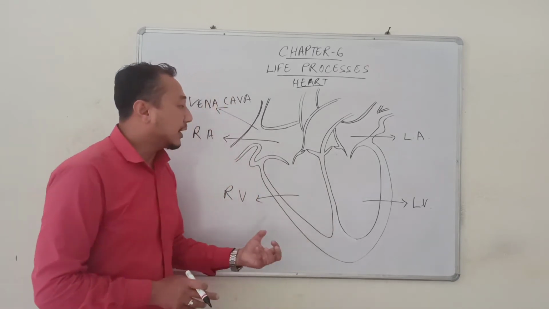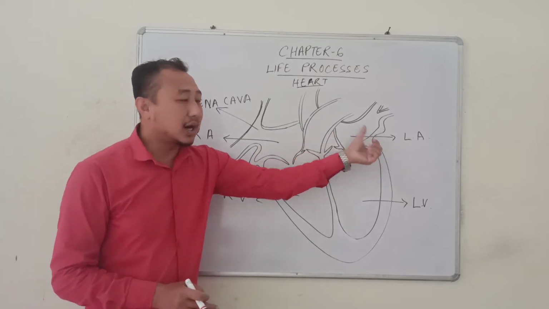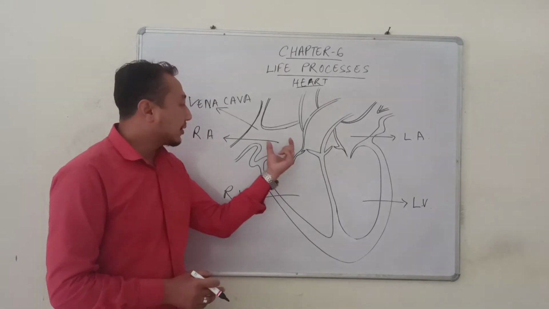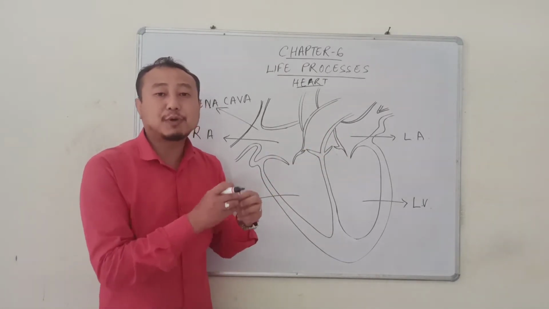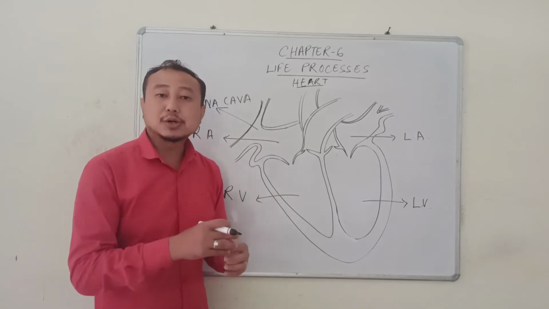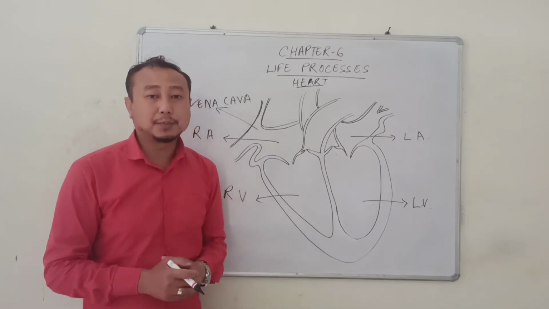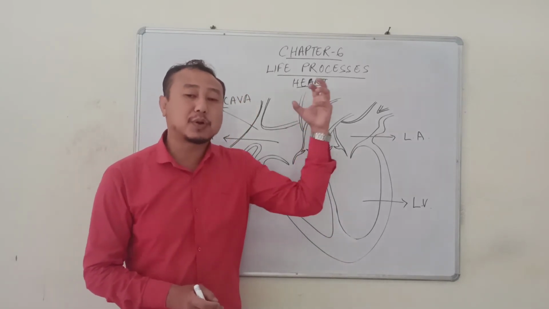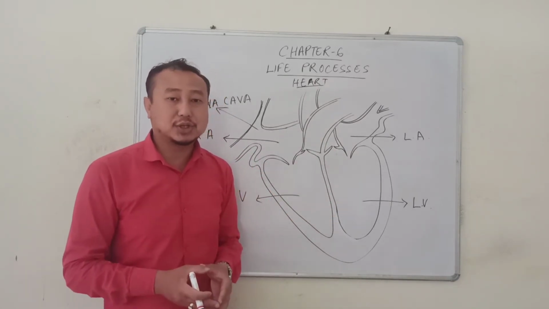If we see carefully the structure of this heart, the walls of the atriums are thinner than the walls of the ventricles. It is because the atriums receive blood from different parts of the body which comes with a very low pressure. So in order to tolerate that low pressure, the atrium doesn't require a thick wall. But in case of the ventricle, as it is going to supply the blood to different parts of the body, it needs to pass the blood at high pressure.